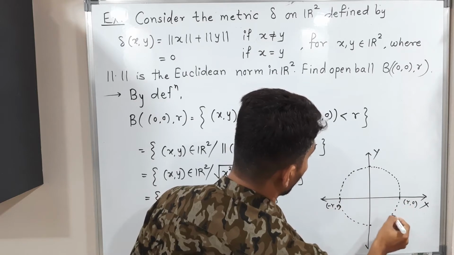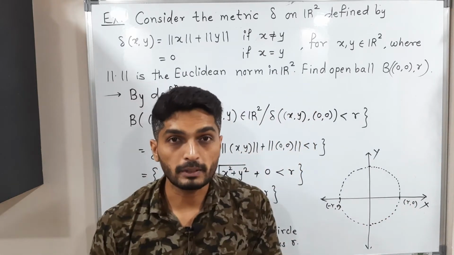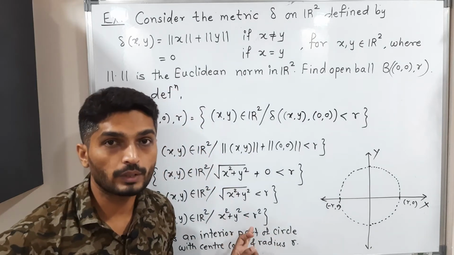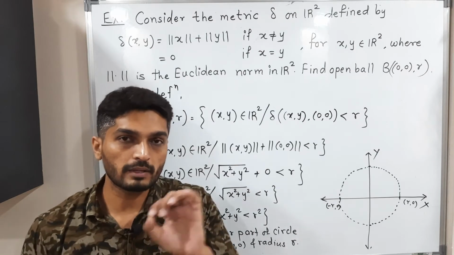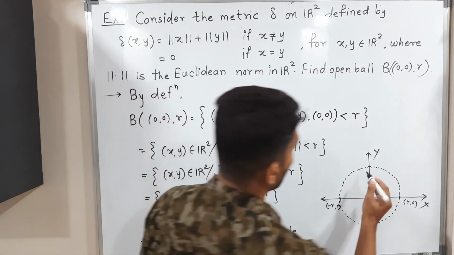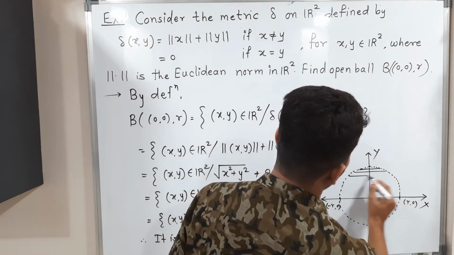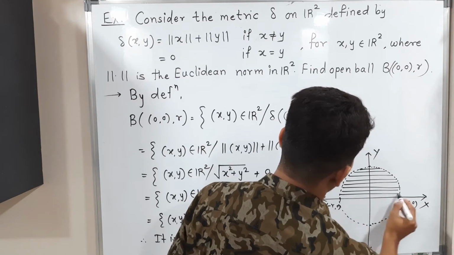Actually, I am drawing that circle by a dotted line because it does not contain its boundary. Strictly less than is there, that means just the interior part of the circle. When we have equality, at that time we have to consider the boundary. So it is an interior part of the circle. I will show it in this way. So this is the interior part of the circle, right?